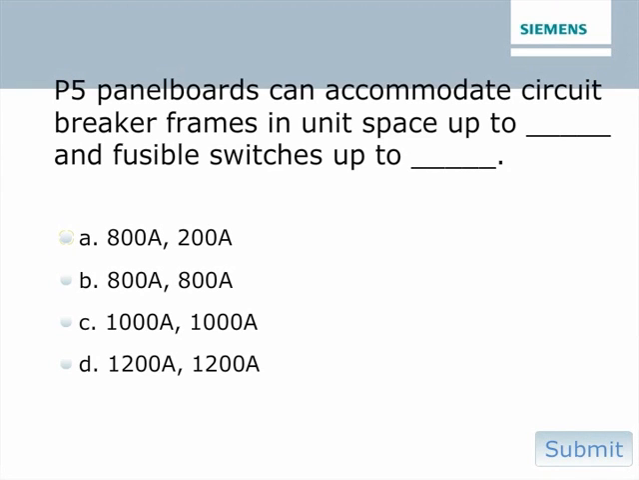Question 3. P5 panel boards can accommodate circuit breaker frames in unit space up to blank and fusible switches up to blank. Is it A, 800 to 200, B, 800 amp and 800 amp, C, 1000 amp and 1000 amp, or D, 1200 amp and 1200 amp?